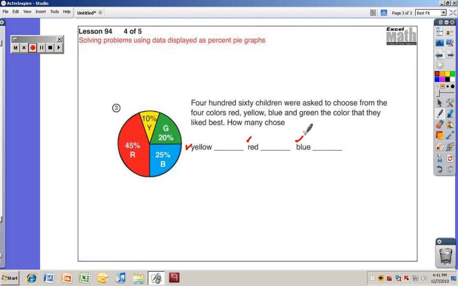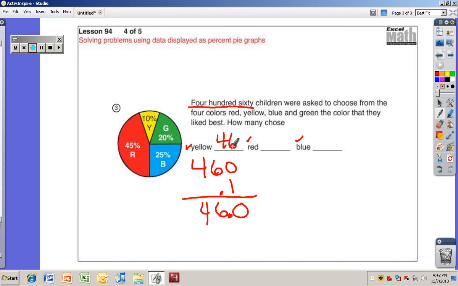Okay, so the problem says 460 children were asked to choose from the 4 colors red, yellow, blue, and green, the color that they liked best. How many chose yellow? How many chose red? How many chose blue? They didn't even ask you to find green, but you know, pretty simple here. So there's 460 kids, and of these 460 kids, 10% chose yellow. 10% is 0.1 or 0.10. 460 times 1 is 460. Move the decimal point over 1 spot, and so 46 kids chose yellow.